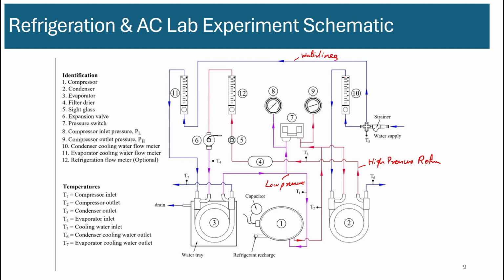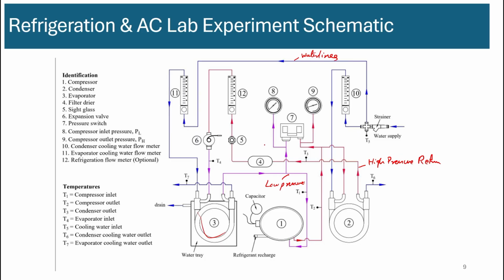If you look at the water supply line, it splits into two. One goes to the condenser flow meter, number 10, and then it goes to the condenser heat exchanger and comes out. The other water line goes to the evaporator cooling water flow meter, and then goes to the evaporator heat exchanger, and then comes out.